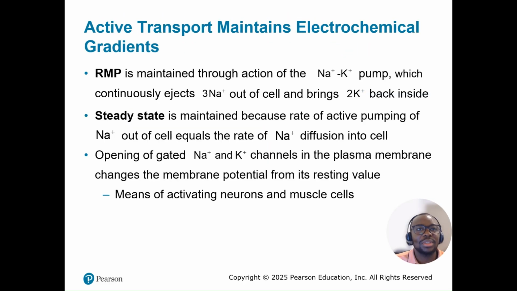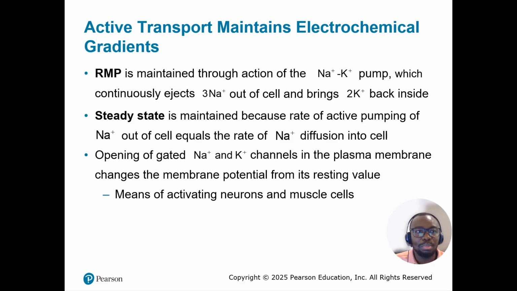As we just discussed, diffusion establishes the resting membrane potential. So how is the resting membrane potential maintained? Active transport processes maintain the membrane potential to keep it in a steady state. This requires that the rate of active transport of sodium ions out of the cell is equal to and dependent on the rate of sodium diffusion into the cell.